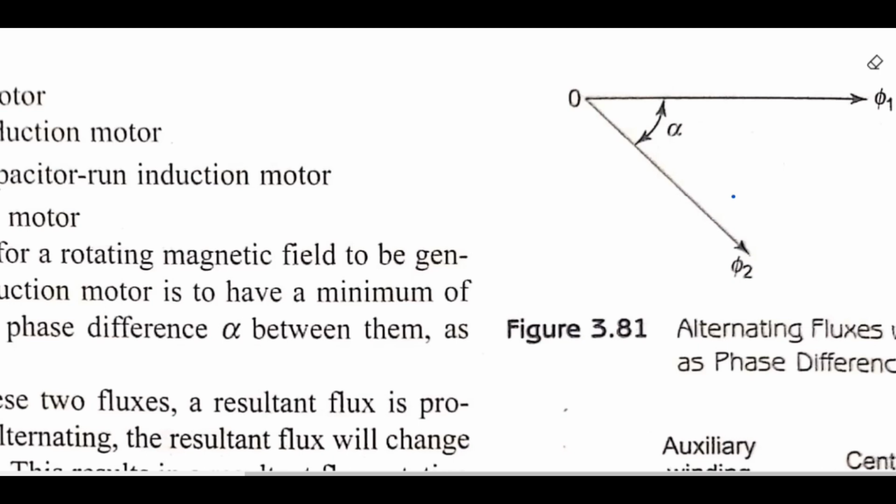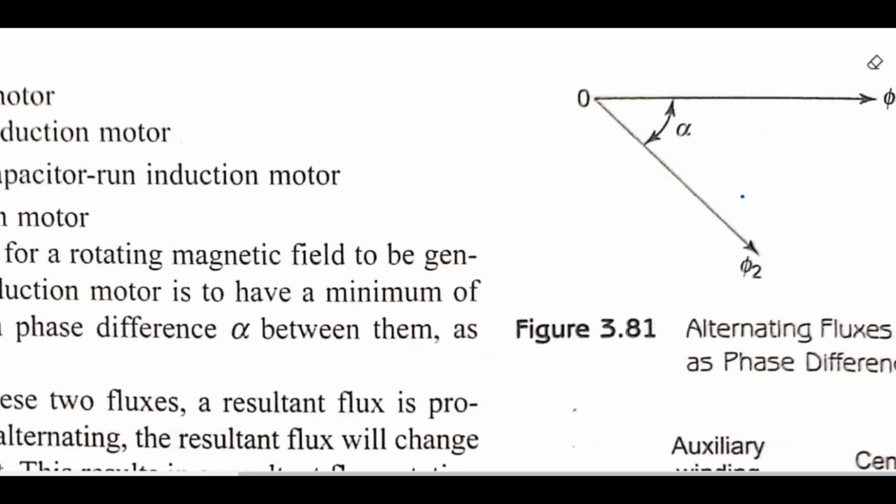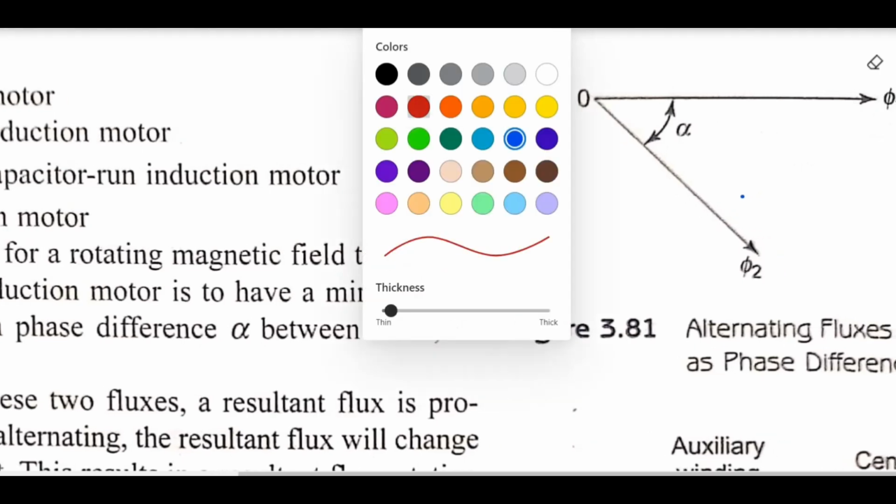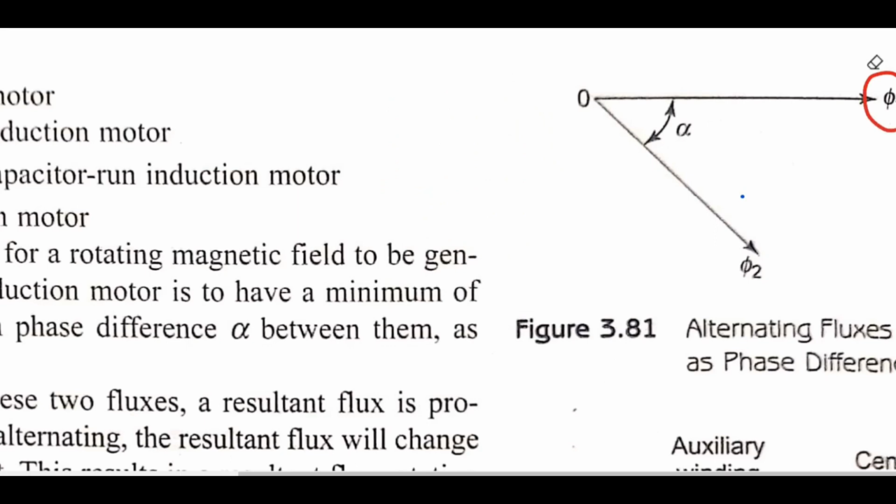The necessary condition to generate a rotating magnetic field in a single phase induction motor is to have a minimum of two alternating fluxes. Let them be phi 1 and phi 2. And these two alternating fluxes have a phase difference of alpha between them.